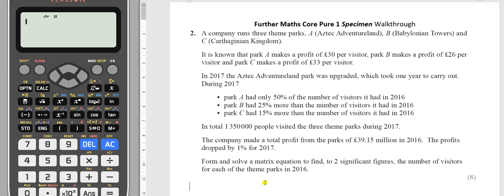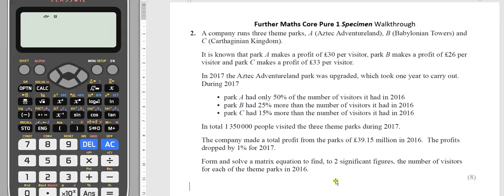Form and solve a matrix equation to find, to two significant figures, the number of visitors for each of the theme parks in 2016. Now, if you've not read the rest of the question, not much of that will make sense, but at least you now know the topic. You're forming and solving a matrix equation.